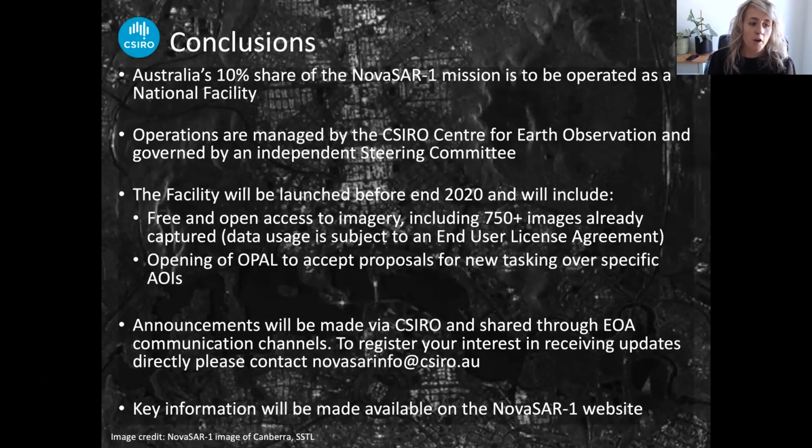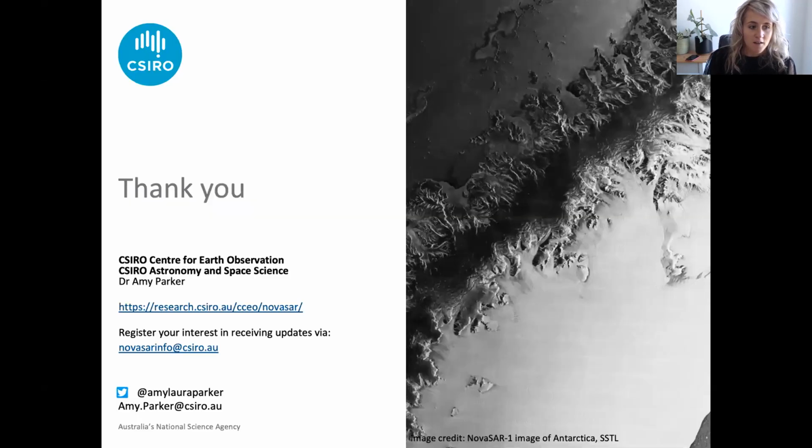The launch will also involve the opening of the Opal proposal system, where we will be accepting proposals for new tasking over specific areas of interest for your R&D projects. Announcements around the launch of the facility will be made via CSIRO and shared through the EOA communication channels, or you can also register your interest in receiving updates directly via the Novasar info email address. You can also be kept up to date with key information through the Novasar website. So again, these are the main points of communication that you'll need. And I look forward to taking your questions in the discussion session.